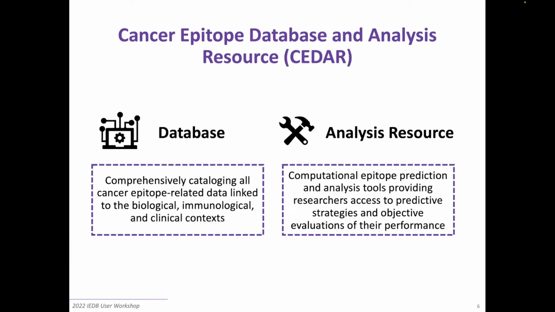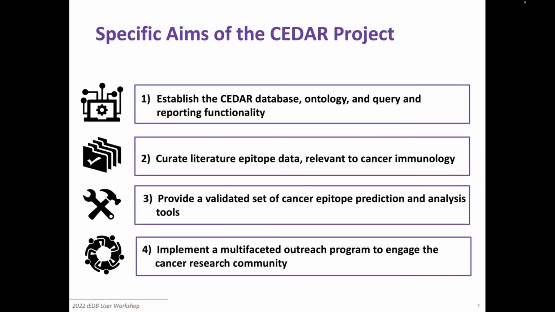So again, we have two facets of the project. One is the database that stores the epitope information, and the other is the analysis resource that houses analysis tools and predictive tools. So how are we going to go about developing CEDAR? Of course, we need to develop a database, the ontology, the query and reporting. We can, to a certain extent, capitalize on what has already been done for the IEDB, but there are specific aspects that are cancer-specific that need to be developed.